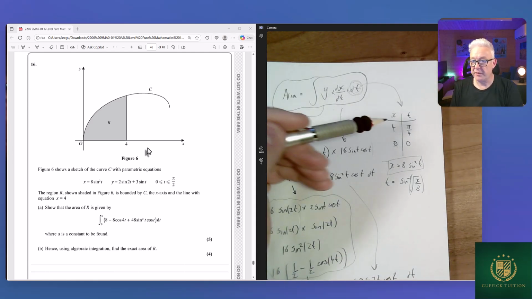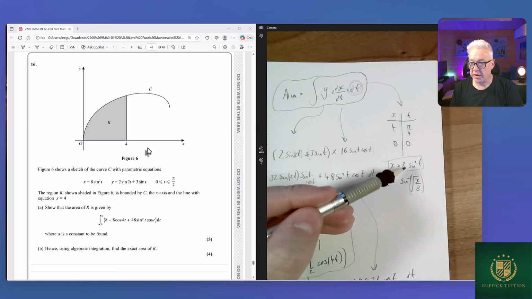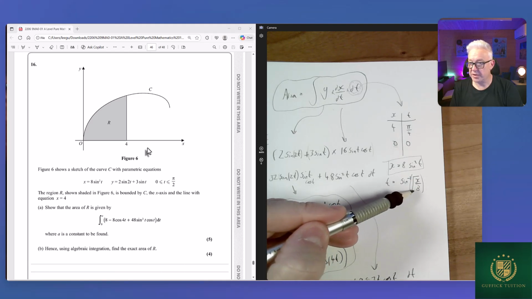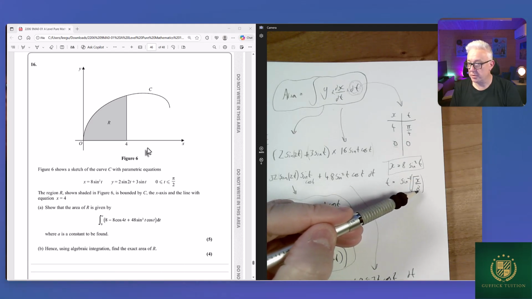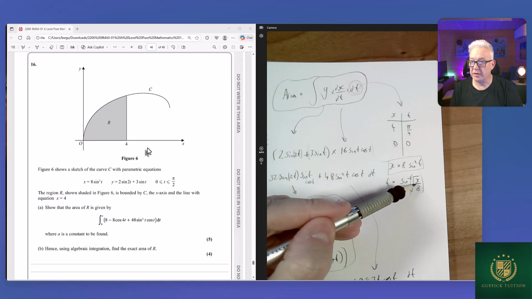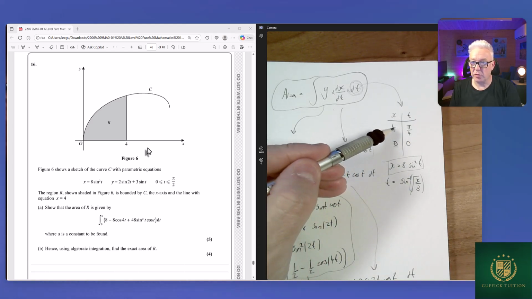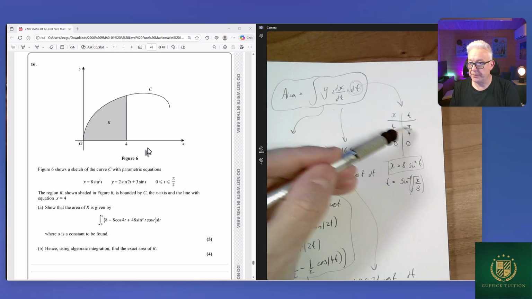So the first value of x we've got is the 4, okay? So we're going to have 4 divided by 8, which is going to be a half. The square root of that is going to be 1 over root 2. And then when we do inverse sine of 1 over root 2, that gives us pi over 4. So when x is 4, t is pi over 4.